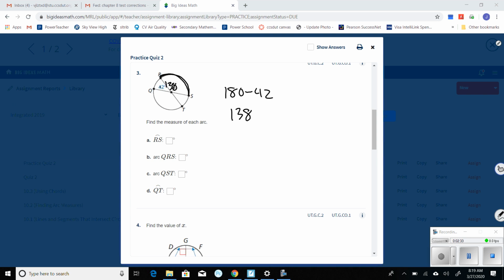QRS, well, that's a diameter, so that has to be 180. QST, so all the way around there. Well, this one has to be, those are vertical angles, so this one has to be 42. So if I go 180 plus 42, that'd give me that one. And then QT, I can go 360 minus whatever that is to figure out what that one's equal to.